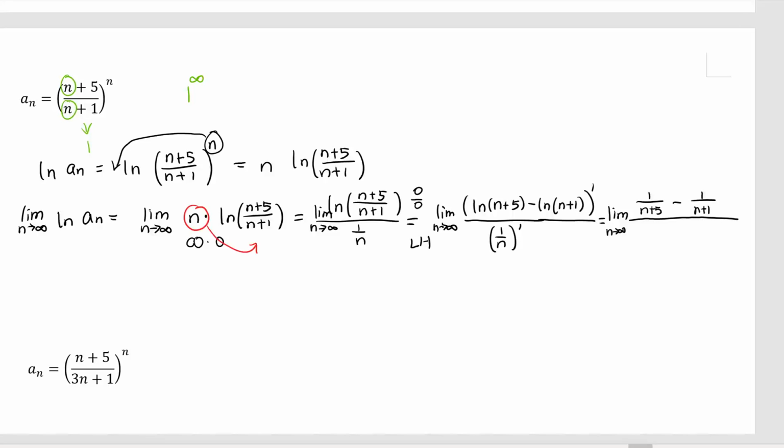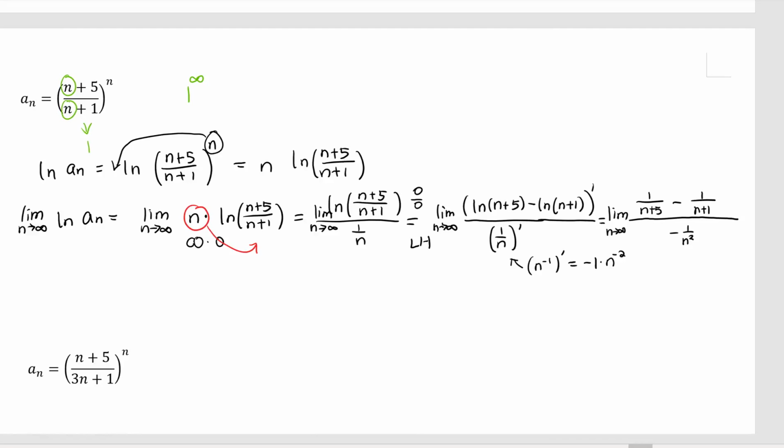How about the denominator? The derivative of 1 over n. Is that 1 over n squared, something like that? Actually, this is like n to the minus 1. How do you differentiate it? Well, you put the exponent down in front, and then you subtract 1 from the exponent, so actually you get minus 1 over n squared.